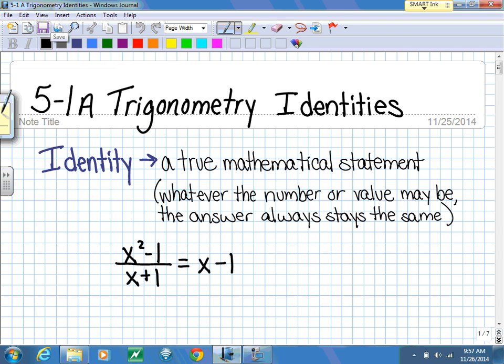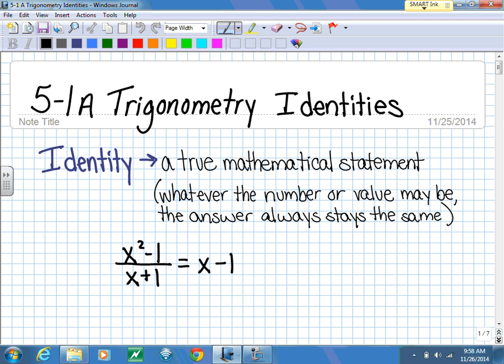All right, we're going to be getting into Chapter 5, starting with the first section of 5.1, which is looking at trigonometry identities. So the first thing that we need to do is to define what an identity is in math, and what it is, it's just a true mathematical statement.